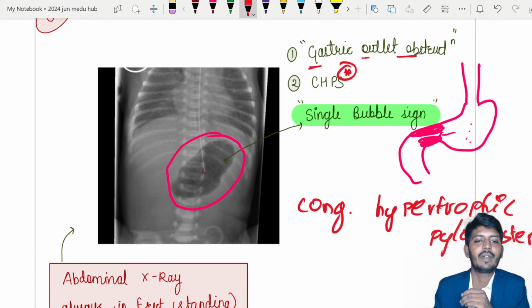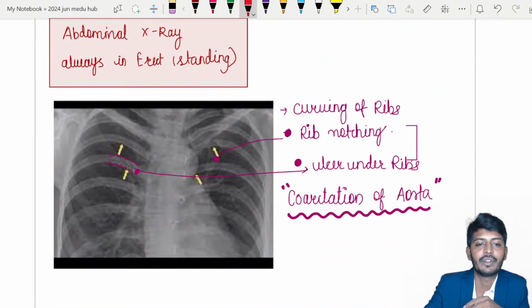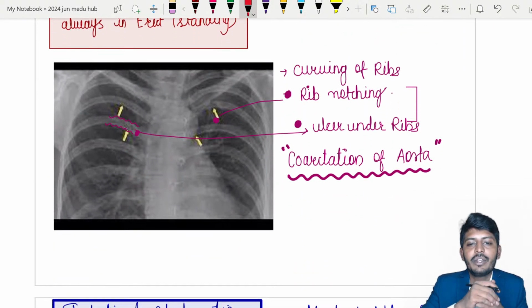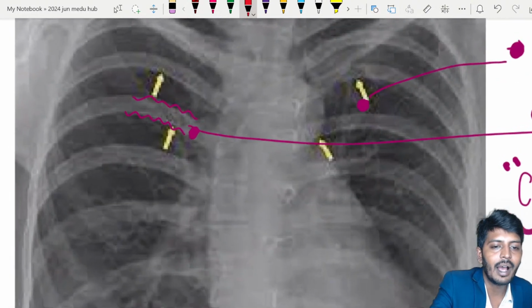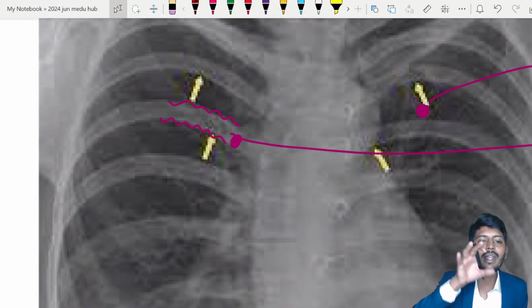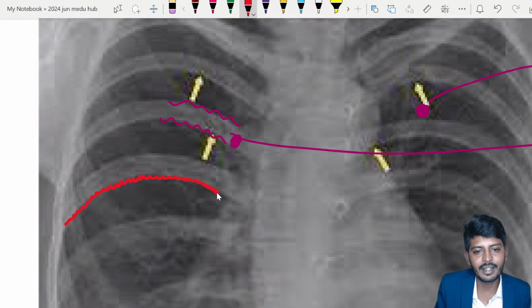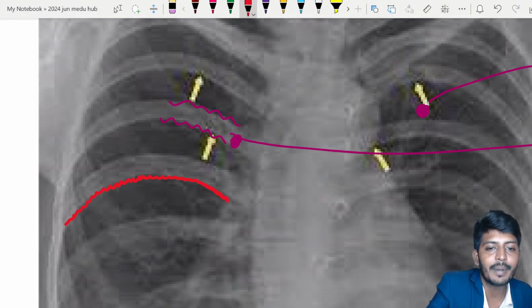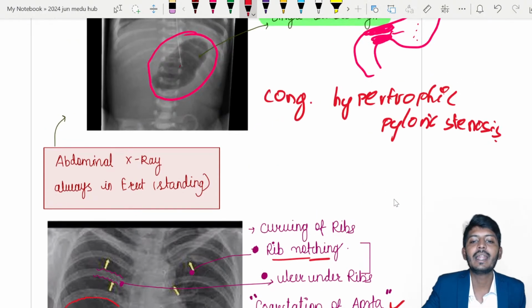The best position for an abdominal X-ray, the always preferred position, is the erect position, that is, a standing position. Then we have one more image here. We'll call it coarctation of the aorta. Remember, rib notching will be there. If they give you an image zoomed in very much onto the ribs, you will notice small notches below the ribs. These are direct suggestive of coarctation of the aorta. We also call it rib notching.